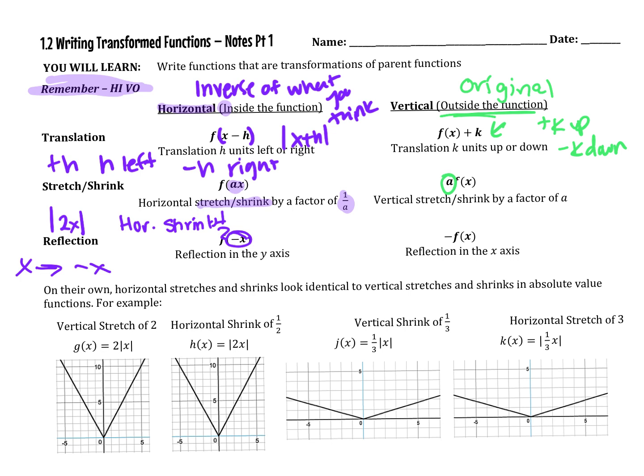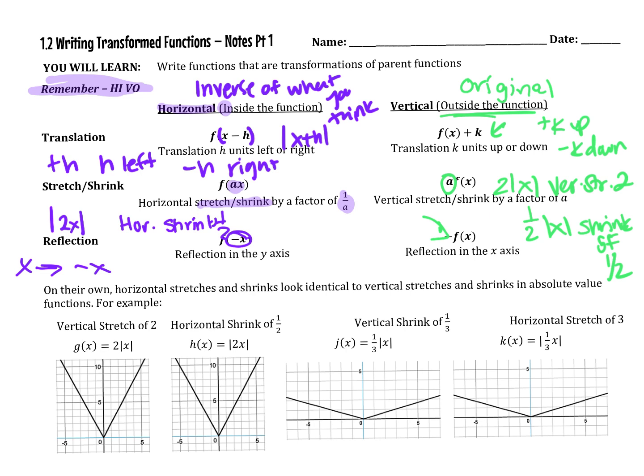If there's a number outside the function being multiplied, that's a stretch. So if we had 2 times the absolute value of x, that would be a vertical stretch by a scale factor of 2, versus if we had 1/2 times the absolute value of x, that would be a vertical shrink by a scale factor of 1/2. So it is what you think it should be. And with reflections, the reflection happens outside the function. It's like you're taking the opposite of each part of the function, and that negative sign will show up on the outside.